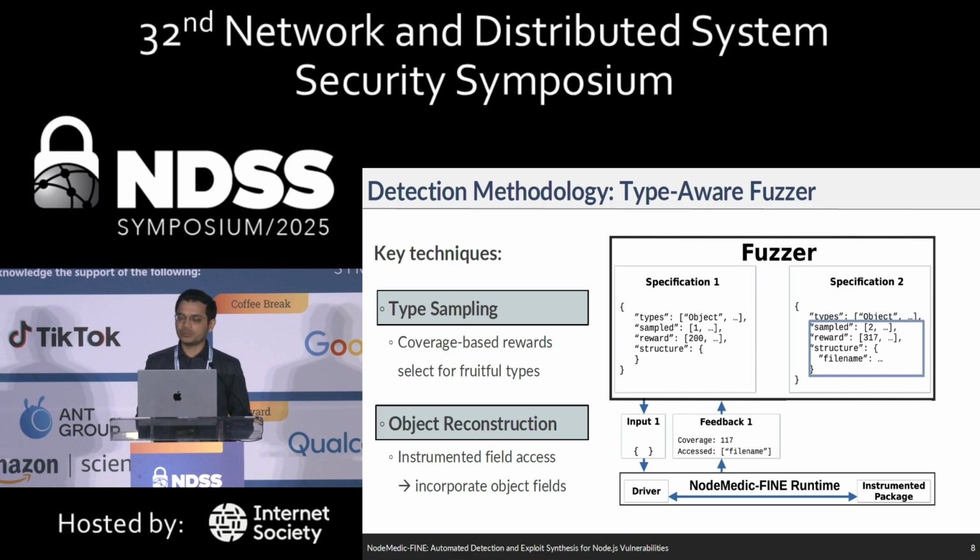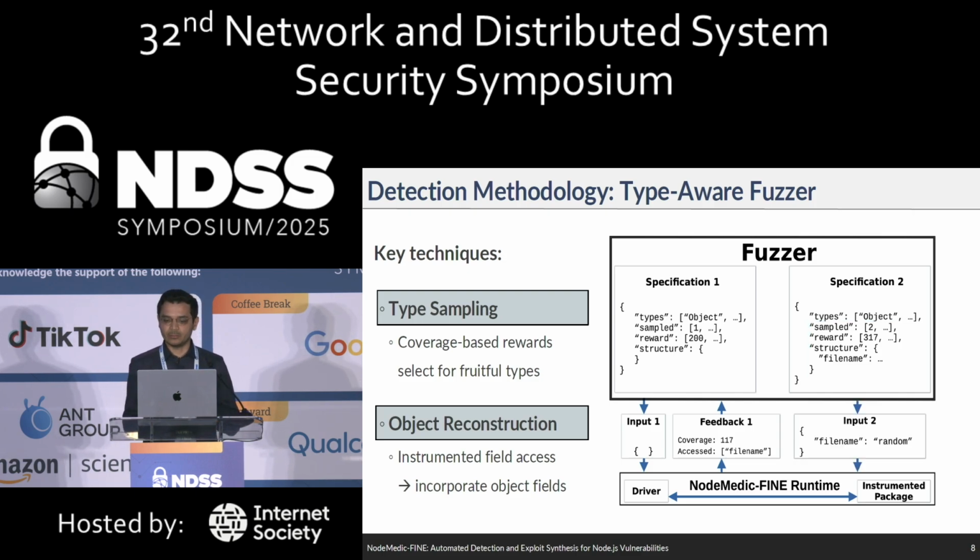The feedback is used to update the sampled, reward, and structure fields of the specification. The reward is then used to guide the creation of a new input using the updated specification. These two mechanisms, type sampling and object reconstruction, enable the fuzzer to produce rich inputs for a package that achieve higher code coverage and thus uncover more potential flows.